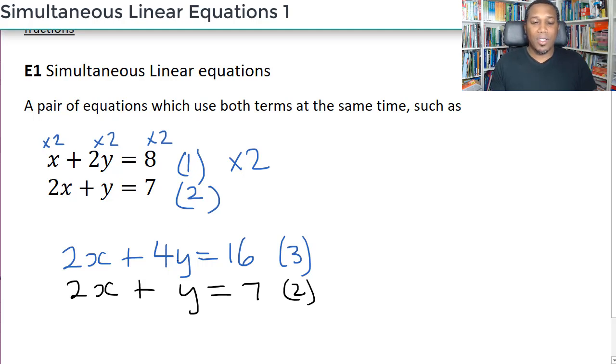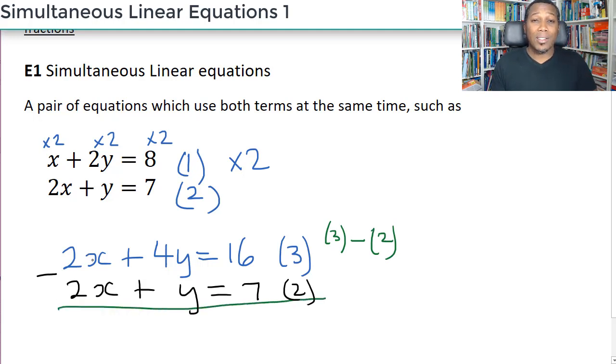Now that I have the same number of x's, and I could have done it for y's, but I went with x's, I can subtract equation 2 from equation 3. So I'm going to do a subtraction. That's my next step here. I'm going to do equation 3, and I'll write down, it's always useful to write down what you're doing, equation 3 take away equation 2. Just a short note, 3 take away 2. And I'll do my calculations.